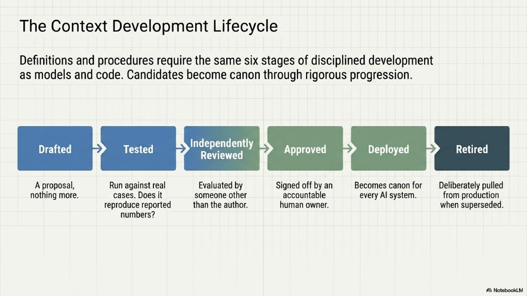Independently reviewed. Someone who did not write it examines it, not the author. This is effective challenge, the same idea behind independent model validation. Approved. An accountable owner signs off. A human. We'll come back to why that must be a human. Deployed. It becomes canon, the version every AI system and every person now draws from. And retired. When it's superseded, the old version is pulled from production deliberately, not left lying around. Hold that word, superseded. It comes back to bite us later.